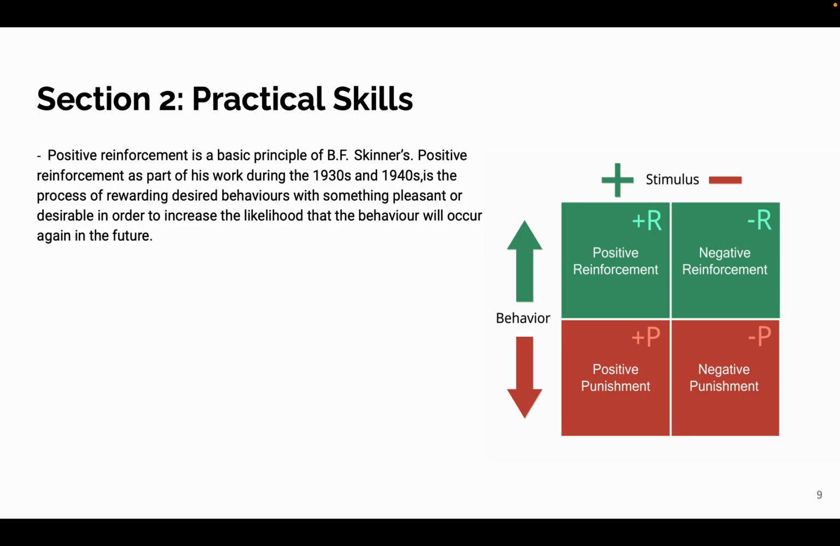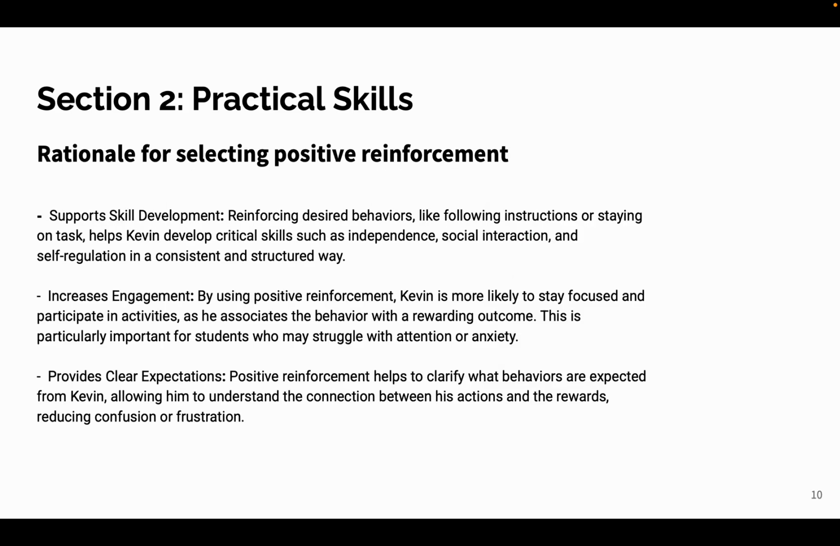Positive reinforcement is a basic principle of B.F. Skinner's, developed as part of his work during the 1930s and 1940s. It is the process of rewarding desired behaviours with something pleasant or desirable in order to increase the likelihood that the behaviour will occur again in the future. This is his table on the right-hand side of the slide.